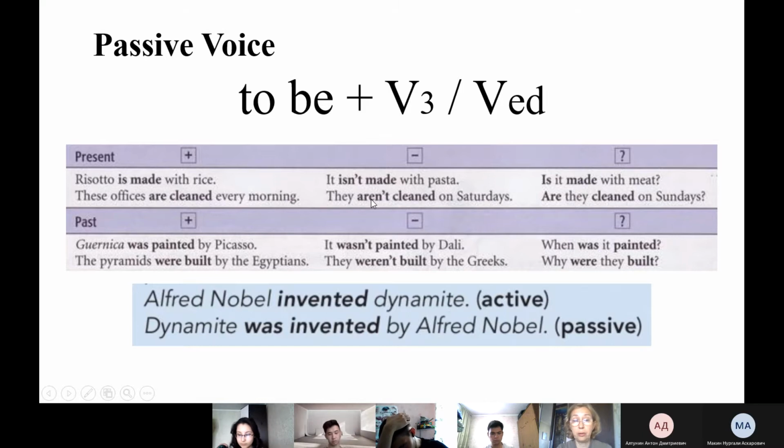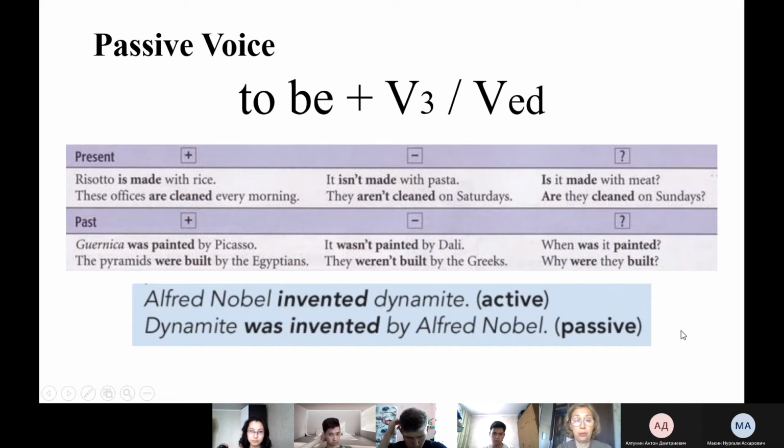So, and negative sentences in the past simple passive. It wasn't painted by Dali, or they weren't built by the Greeks. And the questions. The questions start with the question word, and then we should use the verb to be. When was it painted? And why were they built? Okay.